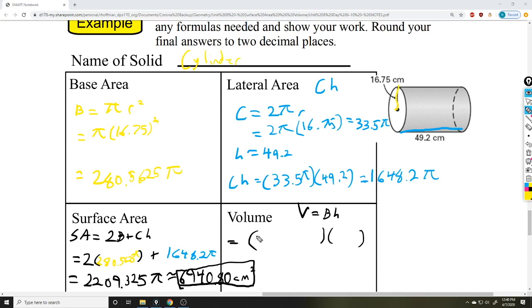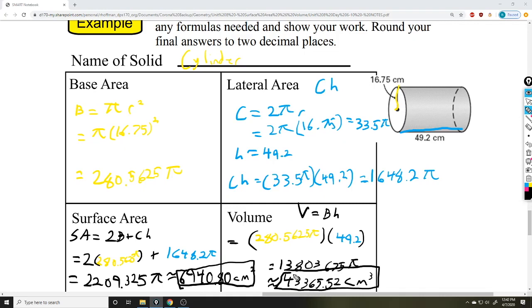Volume is area of the base times the height. So here's our area of the base. And here is our height. Our height is our distance that connects the bases together, and that is 49.2. Here's our exact answer in terms of pi. And here's our rounded answer with pi multiplied out. So we took this number and multiplied it by pi. Centimeters cubed because it's a volume. And volumes are in our units cubed.